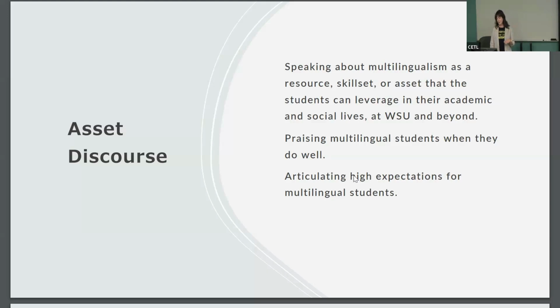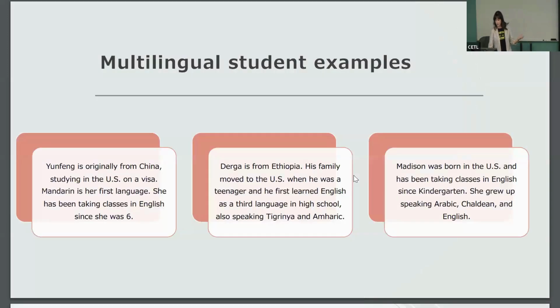Asset discourse also means praising multilingual students when they do well, and articulating high expectations for multilingual students. I want to pause on praising multilingual students when they do well. What I don't mean by that is, "Wow, your English is so good." That's not what I'm talking about. I'm getting some chuckles, which is how I know people know this is not going to land right with a lot of students. That would not be an appropriate thing to say to any of these students, right?